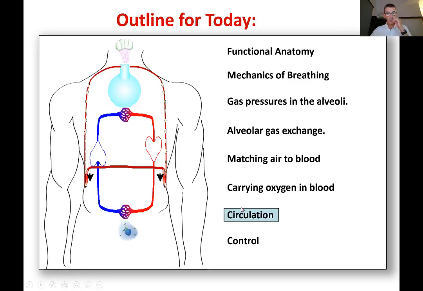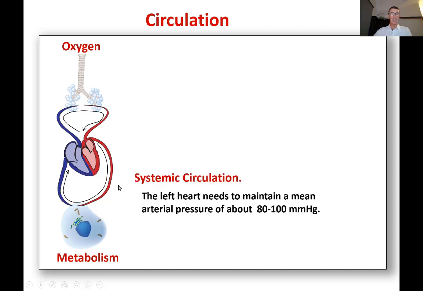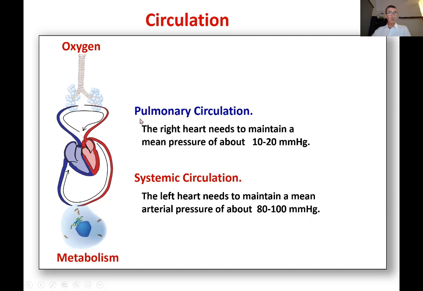I'm going to just touch on circulation. Obviously, the heart plays a very important role between getting the oxygen that comes into the lungs. Circulation is what then takes that oxygen and delivers it down to the metabolizing cells. So in there you've got systemic circulation. So the left heart needs to maintain a mean arterial pressure of somewhere between 80 to 100 millimeters of mercury. And you've got pulmonary circulation. The right heart needs to maintain a pressure of about 10 to 20 millimeters of mercury. So as long as the left heart and the right heart are doing that, you're going to be fine.